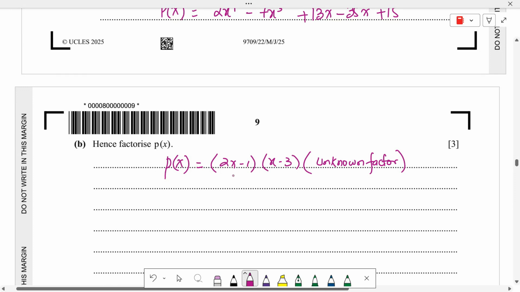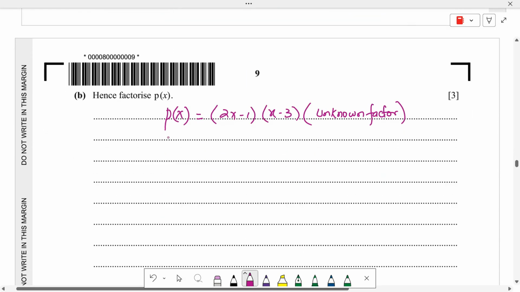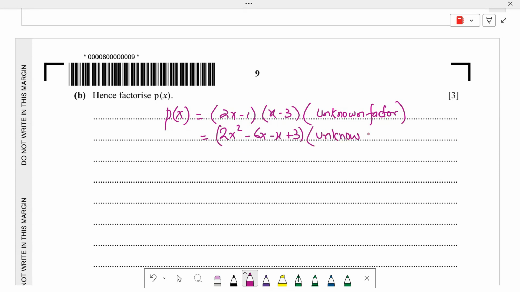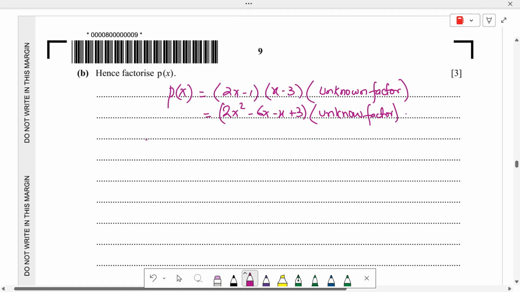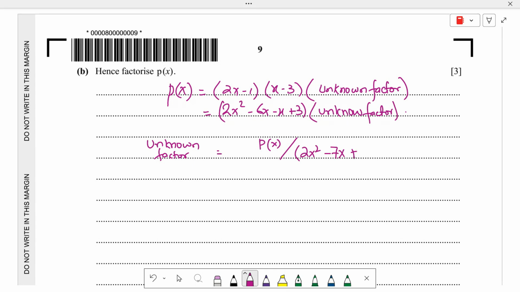So when we divide p of x with these two factors, we will get the unknown factor, and p of x is what we have just calculated. So we multiply this one, so we have 2x square minus 6x minus x plus 3, and this one is the unknown factor. So we can say that the unknown factor is p of x divided by this quadratic equation, which is 2x square minus 7x plus 3.